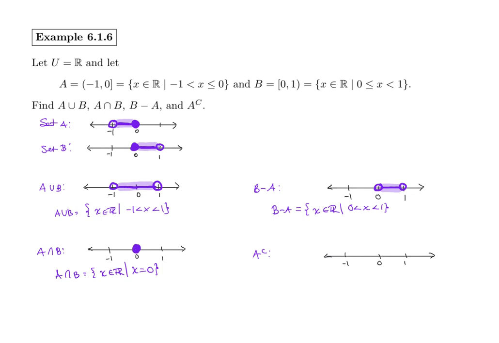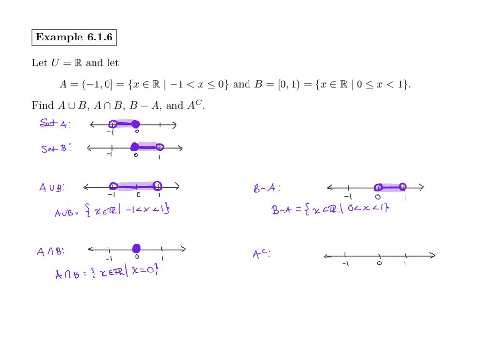We have one more property that I wanted to look at, and that is, what is the complement of A? Well, if you remember, by definition, the complement of A is every element that is in the universal set that is not in A. So it will be all real numbers that are not in A. Well, what does that look like?